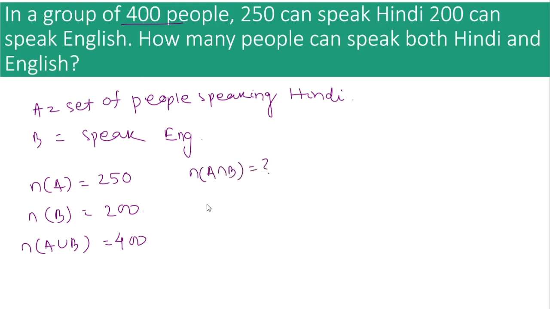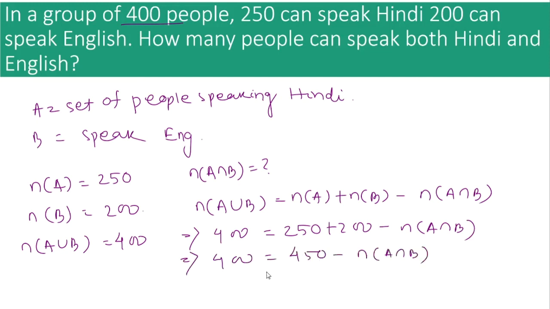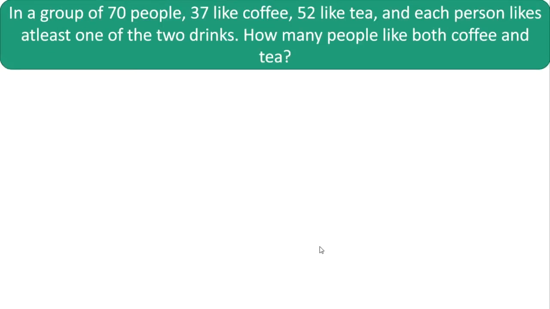Okay, so use the formula. Here you put the values, that means 400 will be equal to 250 plus 200 minus number of elements in A intersection B, and this will be 400 equal to 450 minus n of A intersection B, and this will imply n of A intersection B will be 50. Okay, so our answer is 50. That means 50 people can speak both Hindi and English in this particular group.